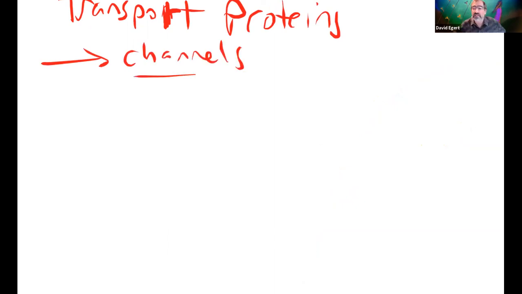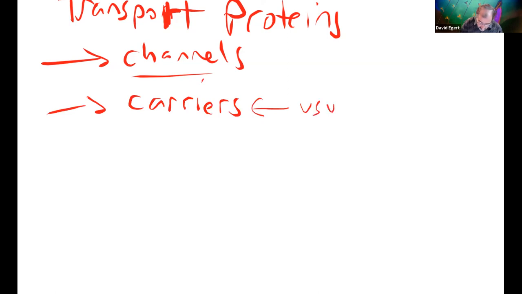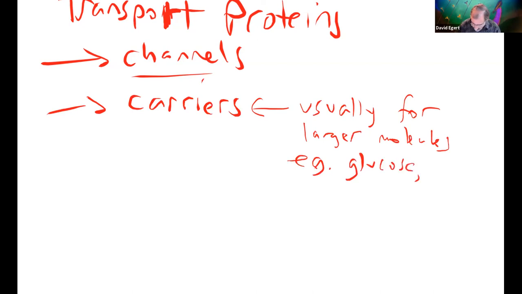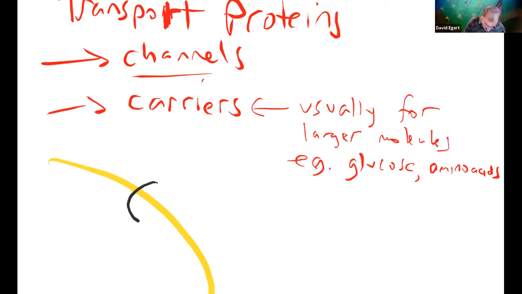So channels, things that let ions cross and often gated. Now we're going to talk about carriers. Carriers are a little more complicated. These are usually for larger molecules, for instance, like glucose, amino acids. And they tend to be a more complex method to get through the membrane.